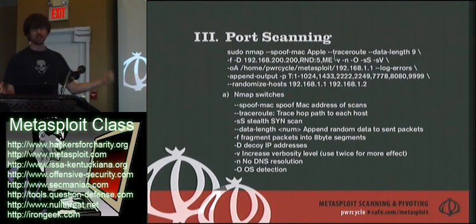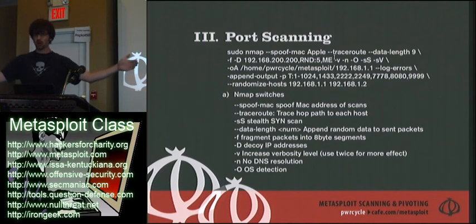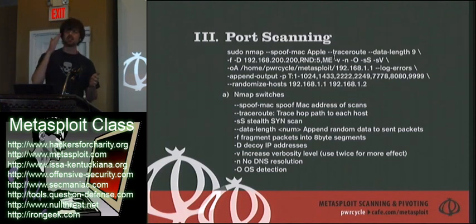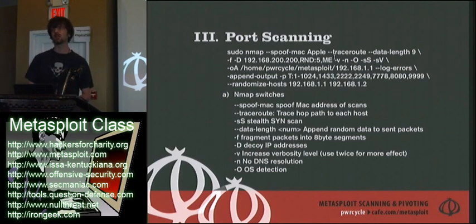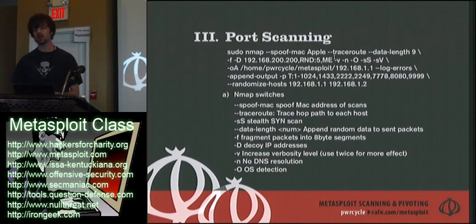The next option, dash F, goes along perfectly with the data length. What I'm trying to do is fill an entire packet without going over that. But then dash F cuts up those packets into 8-byte segments. It's essentially like setting your MTU to like 400. Normal MTUs are 1600s, 1500s, something like that.